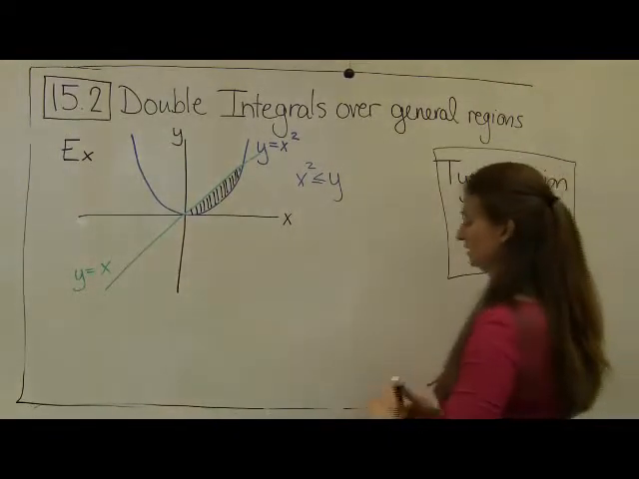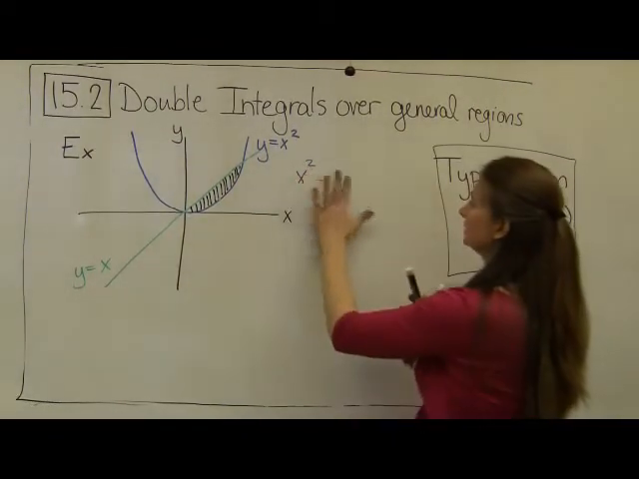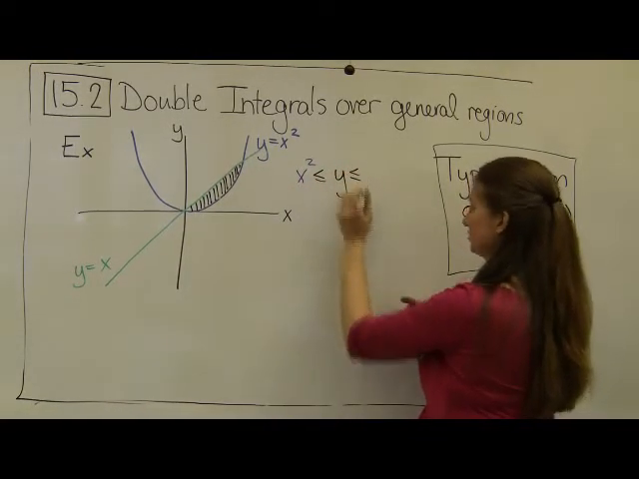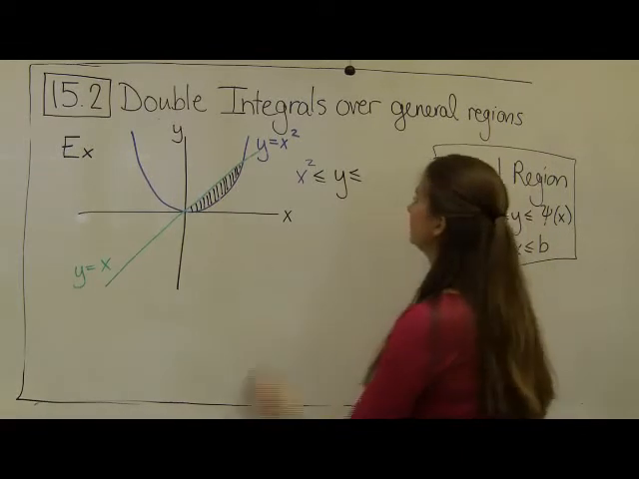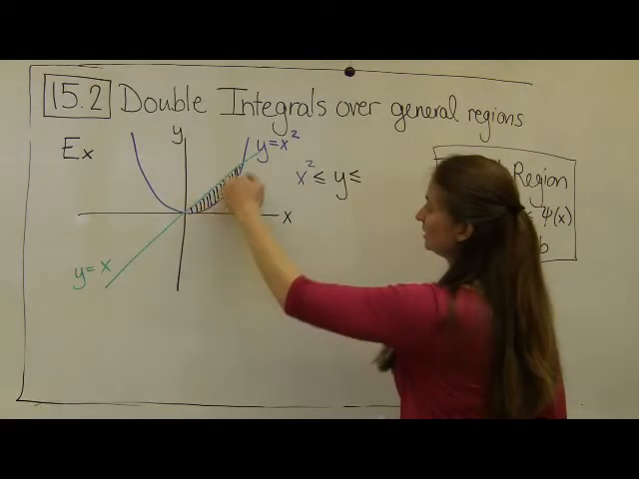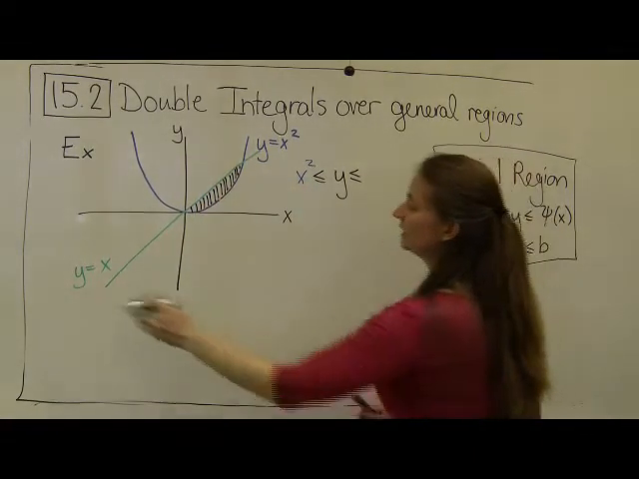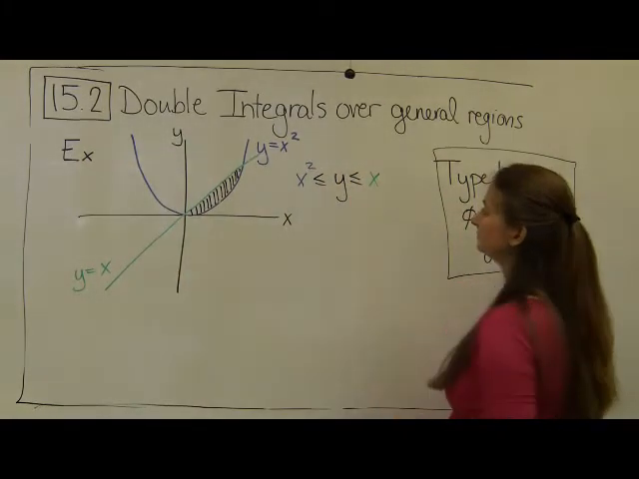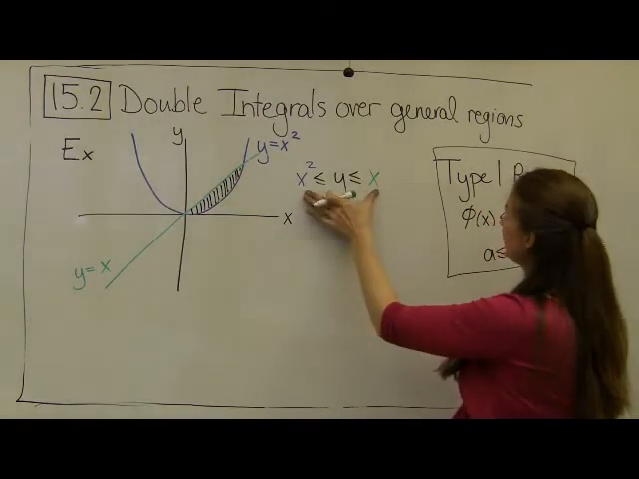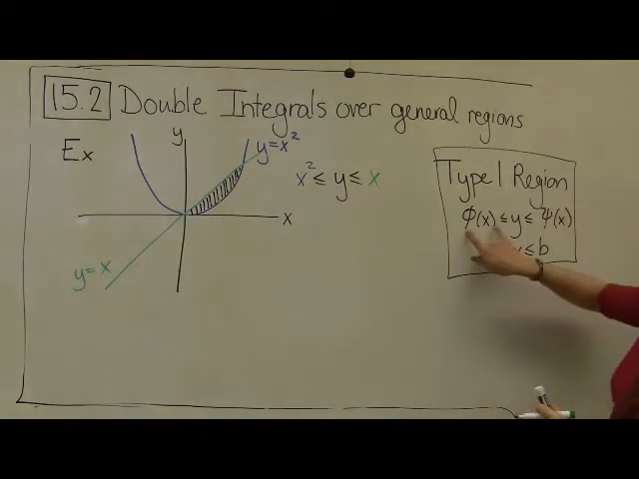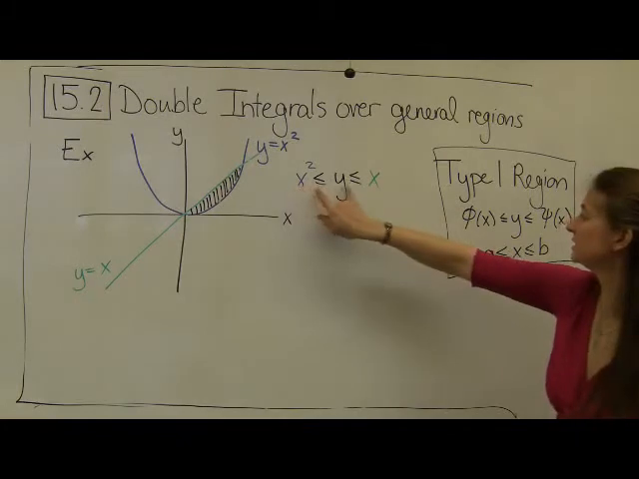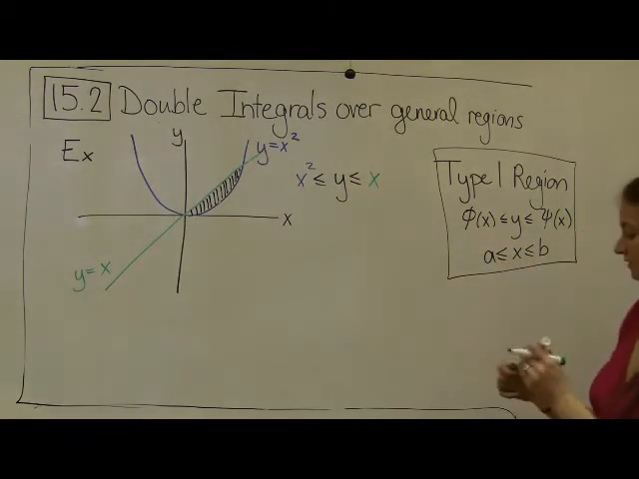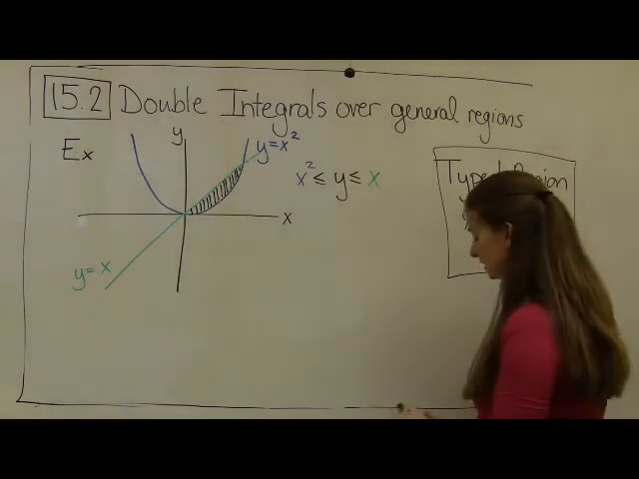Maybe I should have done this more color-coded. Check this out. The lower bound on the y is the lower part, which is the curvy x squared curve, and the upper bound is going to be the curve where y is exactly equal to x. So this is a type 1 region because I have a function of x which is less than y, and a function of x which is greater than y, and those are the bounds on my y. But we aren't quite done.